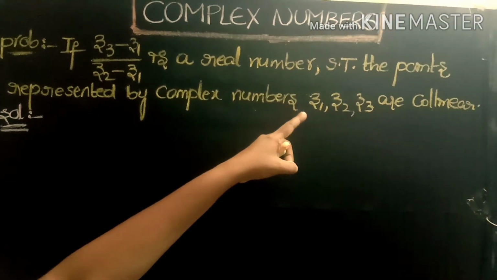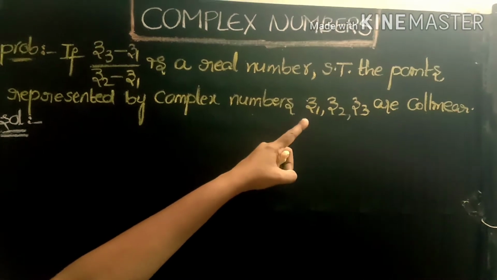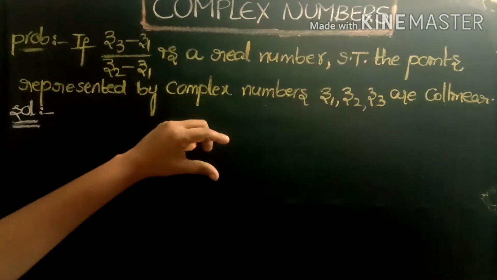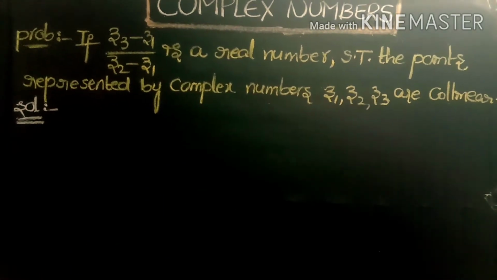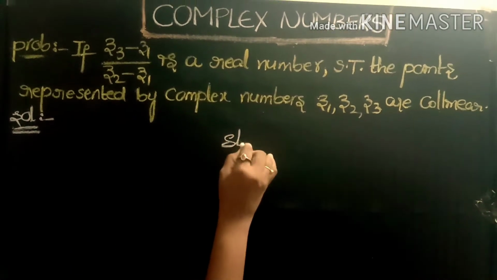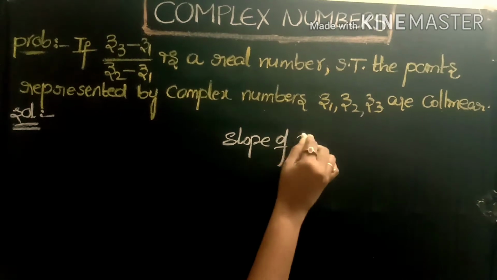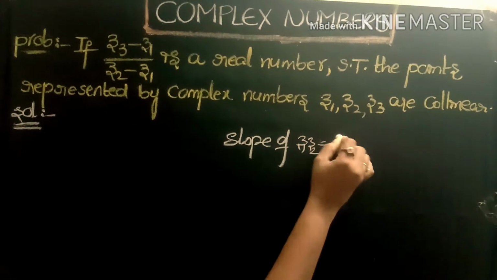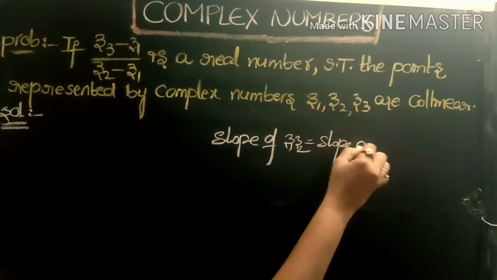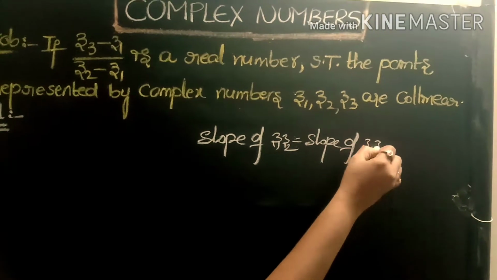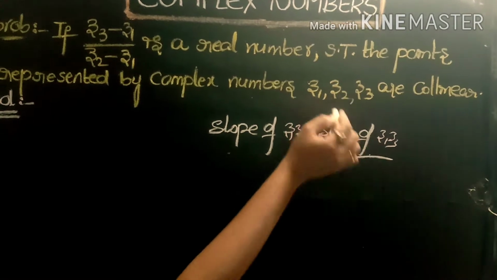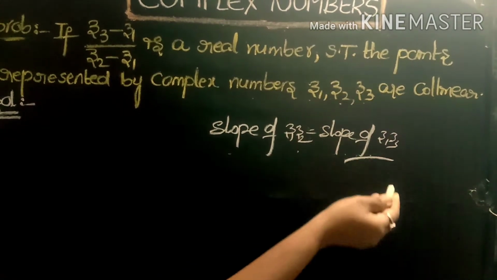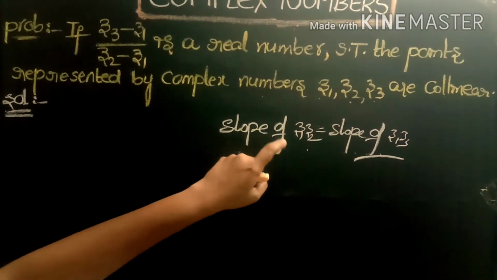We want to show that the complex numbers Z1, Z2, Z3 are collinear. Collinear means if the slope of Z1Z2 is equal to the slope of Z2Z3, then we can say that the given points are collinear. Slope of Z1Z2 is equal to slope of Z1Z3. If slope of Z1Z2 is equal to slope of Z1Z3, then the points Z1, Z2, Z3 are collinear. Now we have to show this condition.